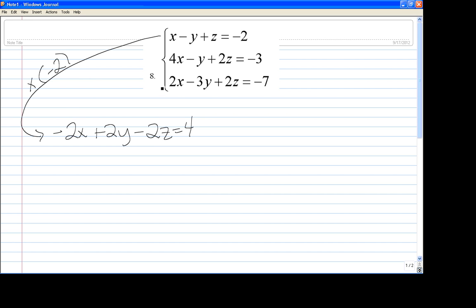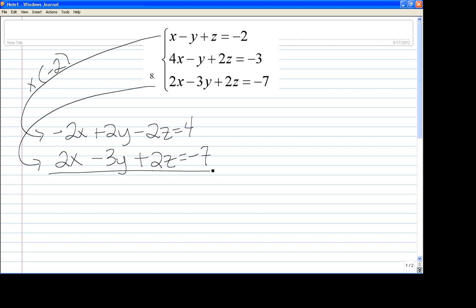And then I will take this third equation and put it here, and I'll get 2x minus 3y plus 2z equals -7. So whenever I add these things straight down, -2x and +2x cancel. I get 2y minus 3y, so that's a -y. And then -2z plus 2z, those cancel as well. So I have equals 4 plus -7 is -3, so y equals 3. So already I have one of my three variables solved.